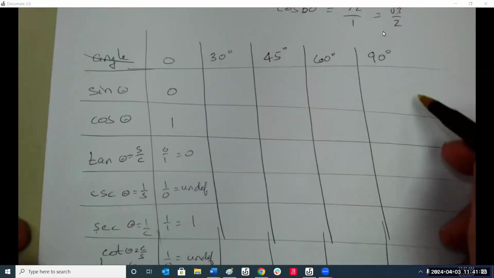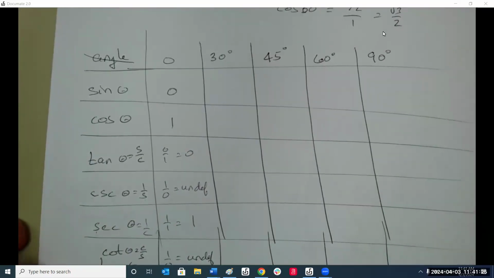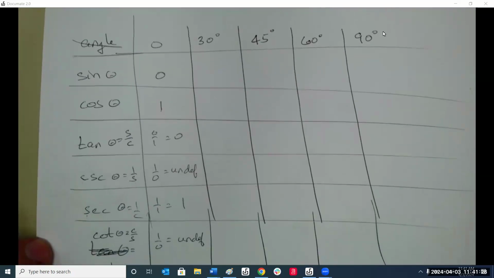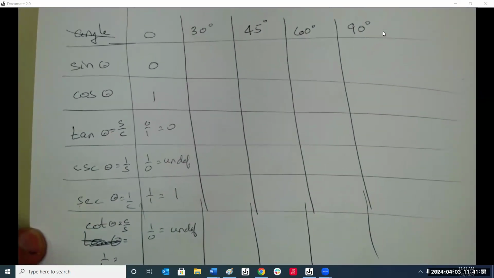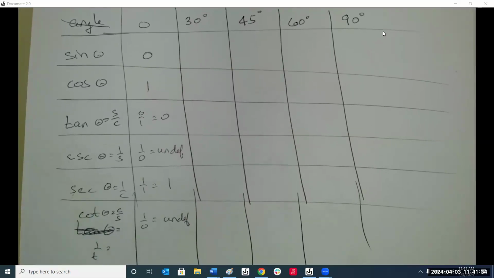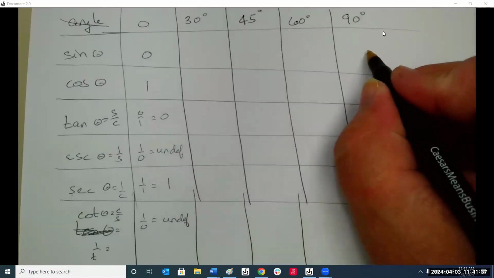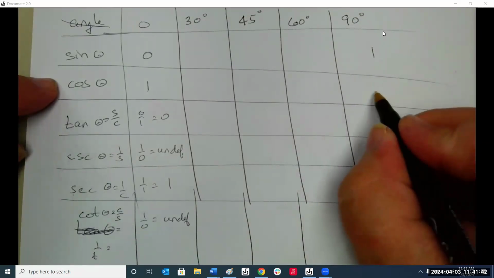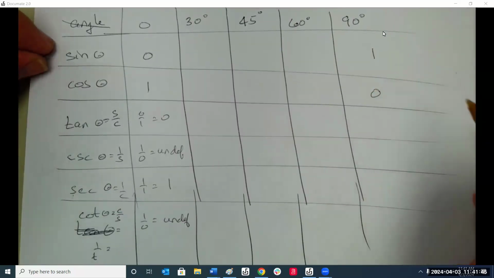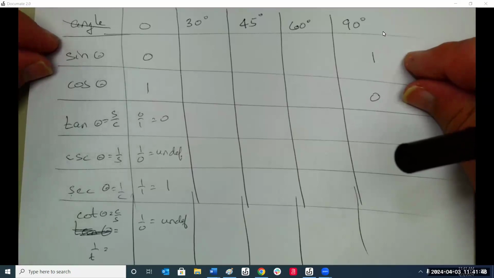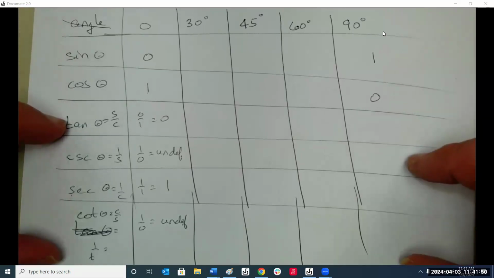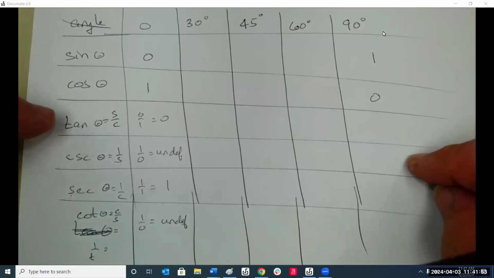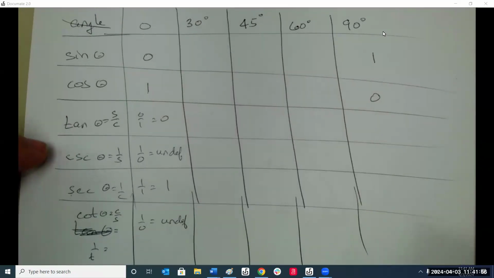We can also do the 90-degree ones. So the sine at 90 degrees, cosine. So you notice how sine and cosine at 0 and 90 degrees, they flip. The same thing is going to happen throughout the whole thing. The sine of 30 degrees is going to be the cosine of 60. Cosine of 30 is sine of 60. They're going to be opposites of each other.